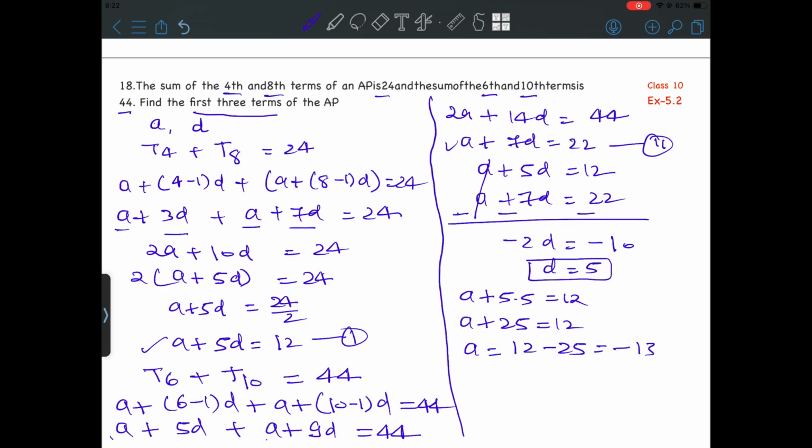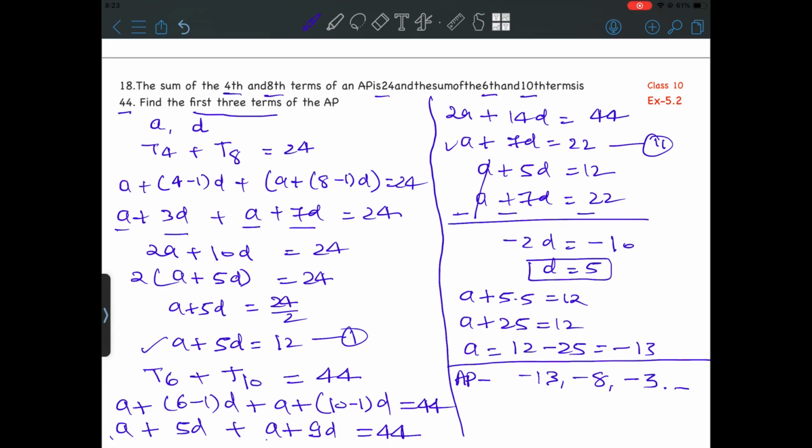So now we have both A and D. So we can find the AP. The first term is minus 13. Second term will be minus 13 plus 5. That gives us minus 8. And then once you do minus 8 plus 5 again, that gives you minus 3. So this is how we have found out the first three terms of the AP.